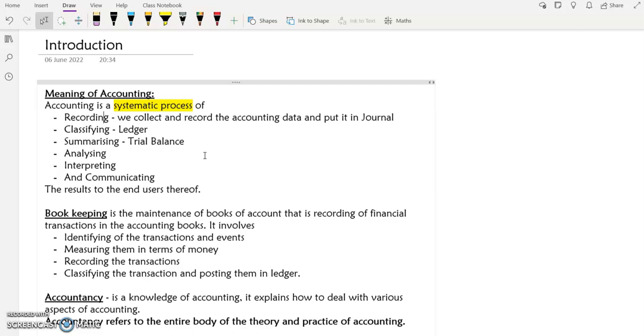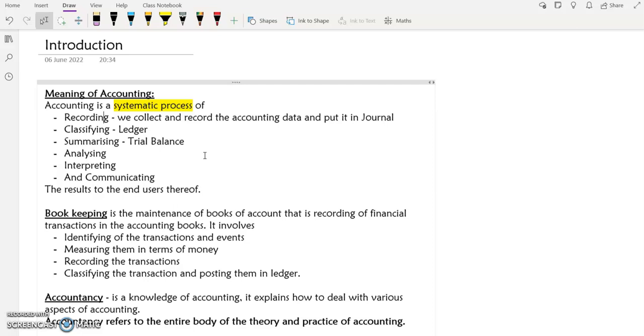In a similar manner, the business also, after getting the result of what we had done through the year, whether we had earned profit, incurred losses, or how much are our assets and liabilities and everything, is supposed to communicate the results to the persons who are interested in our business. All right, so this is the basic understanding of what accounting is. Accounting is a systematic process of recording, classifying, summarizing, analyzing, interpreting, and communicating the results to the end users thereof. Okay, so we understood accounting.